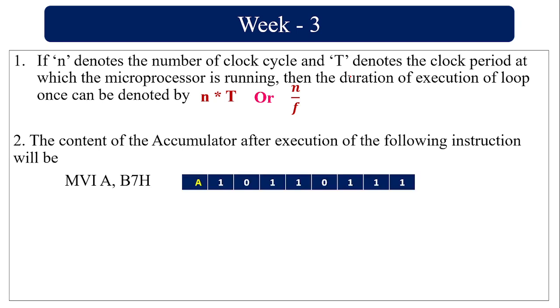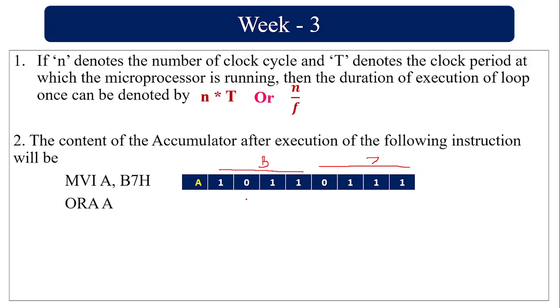MVI A, B7. So the accumulator content will be B7. So this is 1011 0111. This is going to be your B, and then 0111 is going to be 7.